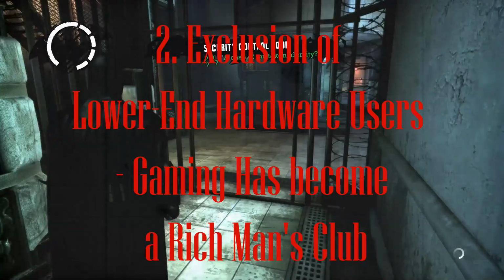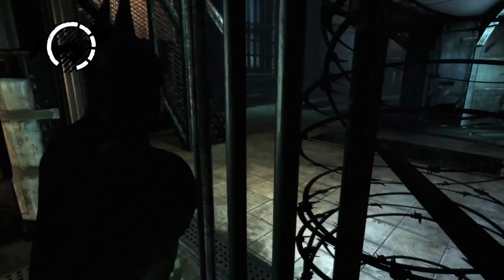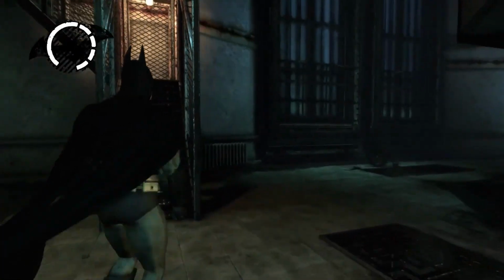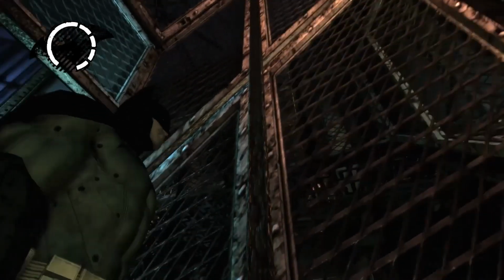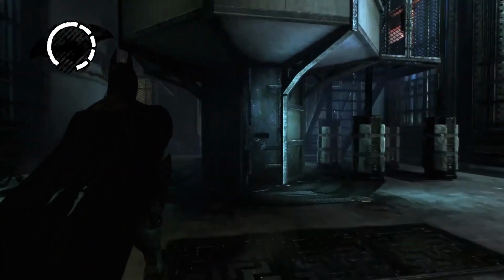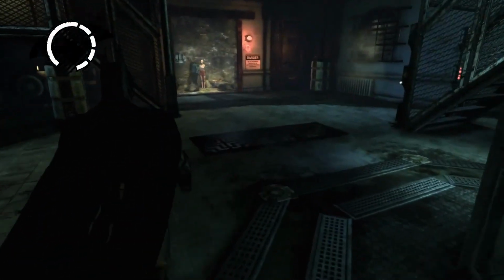2. Exclusion of lower-end hardware users. Basically, gaming is gradually becoming a rich man's club. The high hardware demands of photorealistic games exclude players who do not have access to the latest computing technology. This creates a divide in the gaming community and can diminish the inclusive nature of gaming.